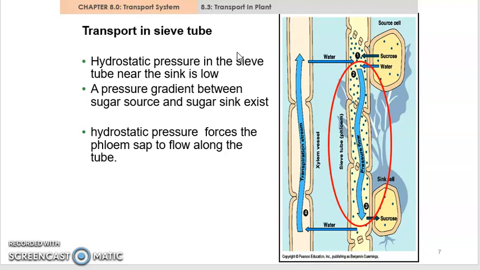Maksudnya akan berlaku perbezaan dari segi pressure gradient lah di antara sieve tube near the source and also sieve tube near the sink. So what happened? This hydrostatic pressure will force the phloem sap to flow. So that's why awak akan nampak ada berlakunya pergerakan phloem sap to flow along the sieve tube.